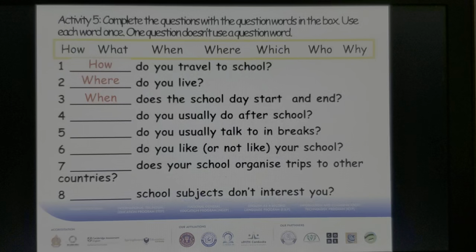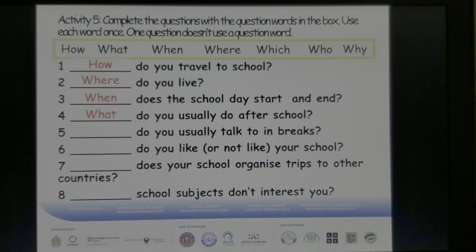What about number 4? Do you usually do after school? What is it? What? Which? Who or why? So the answer is what. Okay, what do you usually do after school?